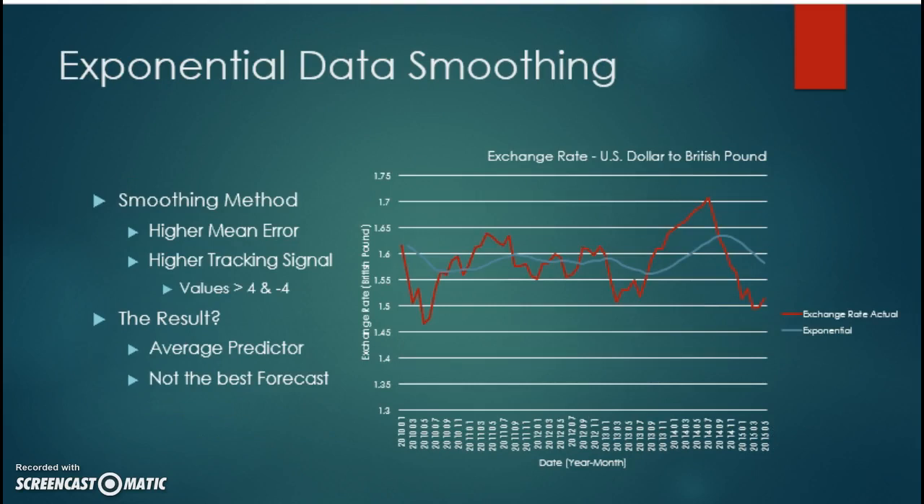Since there appeared to be no set data trends in our company's raw data, I moved on to smoothing techniques in order to see if there is a better forecaster for our data. Smoothing methods are appropriate when a time series displays no significant effect of trend or seasonal components, as we previously saw. So here we have a smoothing method which resulted in a higher mean error and a higher tracking signal with values much higher than the 4 and -4 range, as we can see once again on the graph on the screen represented by the light blue line. We can see the result then, an average predictor, not the best forecast.